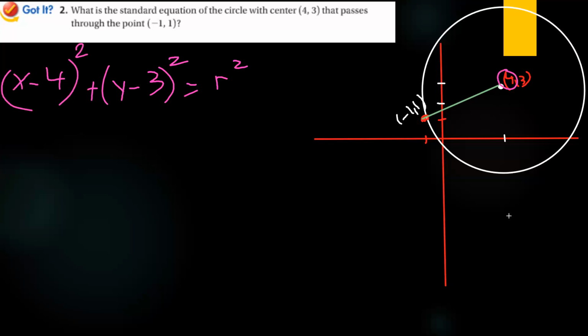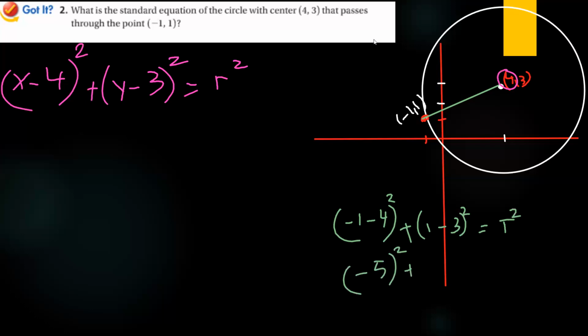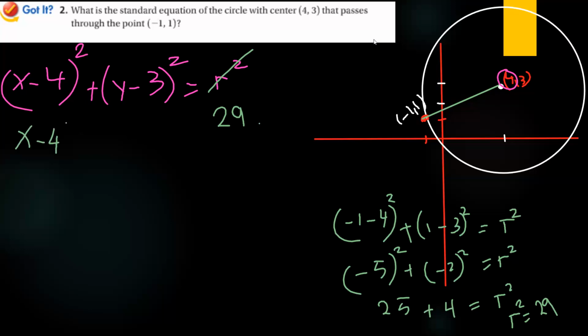Then you will use the distance formula. Yes, you have to use now the distance formula. So -1 minus 4 squared plus 1 minus 3 squared equals r squared. So -5 squared plus -2 squared is r squared. So 25 plus 4 is r squared. So r squared will be 29. So write it here: x minus 4 squared plus y minus 3 squared equals 29. That's it. Do you have any question? No, teacher, it's clear.